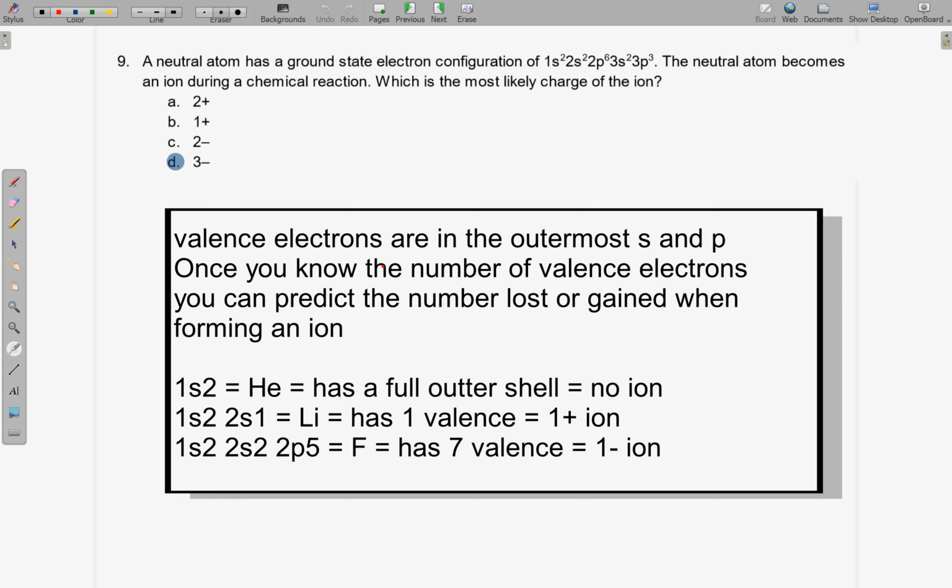5 is too many to lose, so it's going to gain 3. And when you gain electrons, you become negative. So it would be a 3 minus ion.